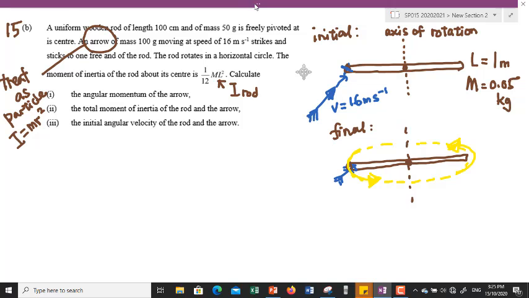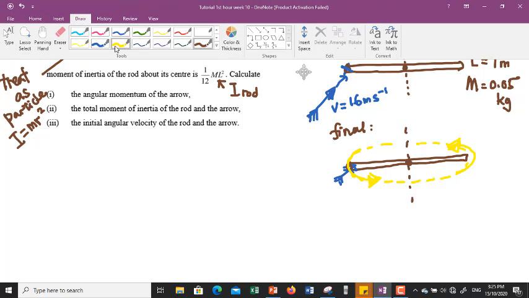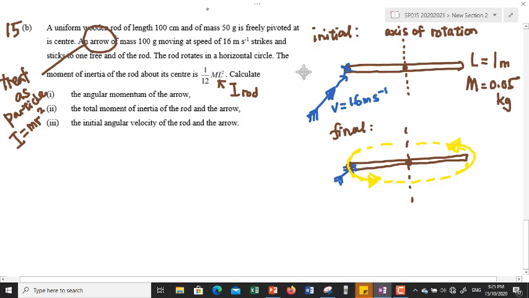Okay, understood? Then we continue. So we start to do our calculation. First, we need to solve question 1. We want to find the angular momentum of the arrow. So we treat this arrow as a particle.